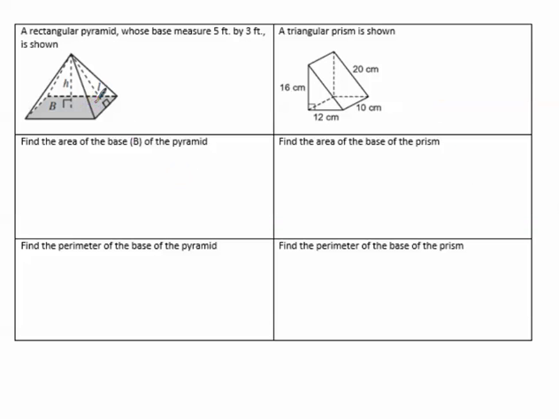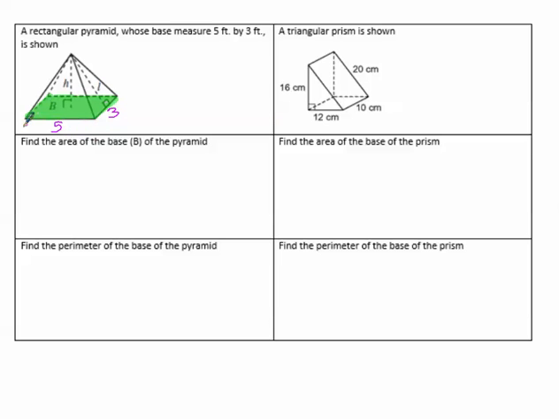All right, so we've got this rectangular pyramid whose base measures 5 feet by 3 feet. Okay, so I'm talking about the base. It doesn't really matter what the shape is. I just care about the base, the floor here. And it says it's 3 feet by 5 feet. So this is 5 because it looks shorter to me, so I'm going to say it's 5. It doesn't matter. And that's 3.